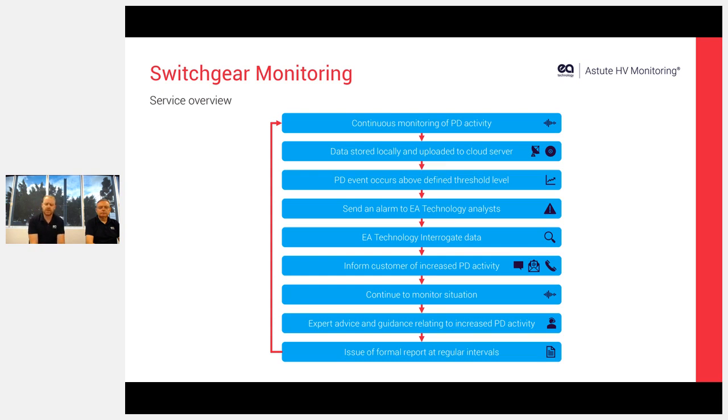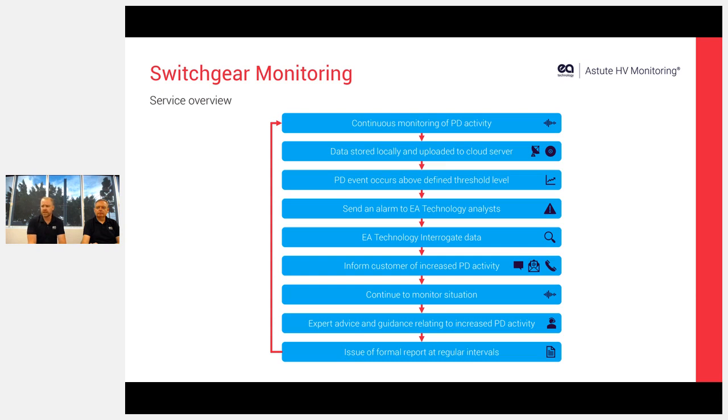The next slide is the service that we offer. We call it the Astute Monitoring Service. To deliver this service, we always come out to site and conduct a PD survey of the switchgear that we're going to put the monitor on, for two reasons. The first is to figure out if there's any PD happening at the time, capturing all the phase plots and all the information we need. Secondly, we focus the sensors to detect and monitor the PD activity that is already there. Then we monitor from there.